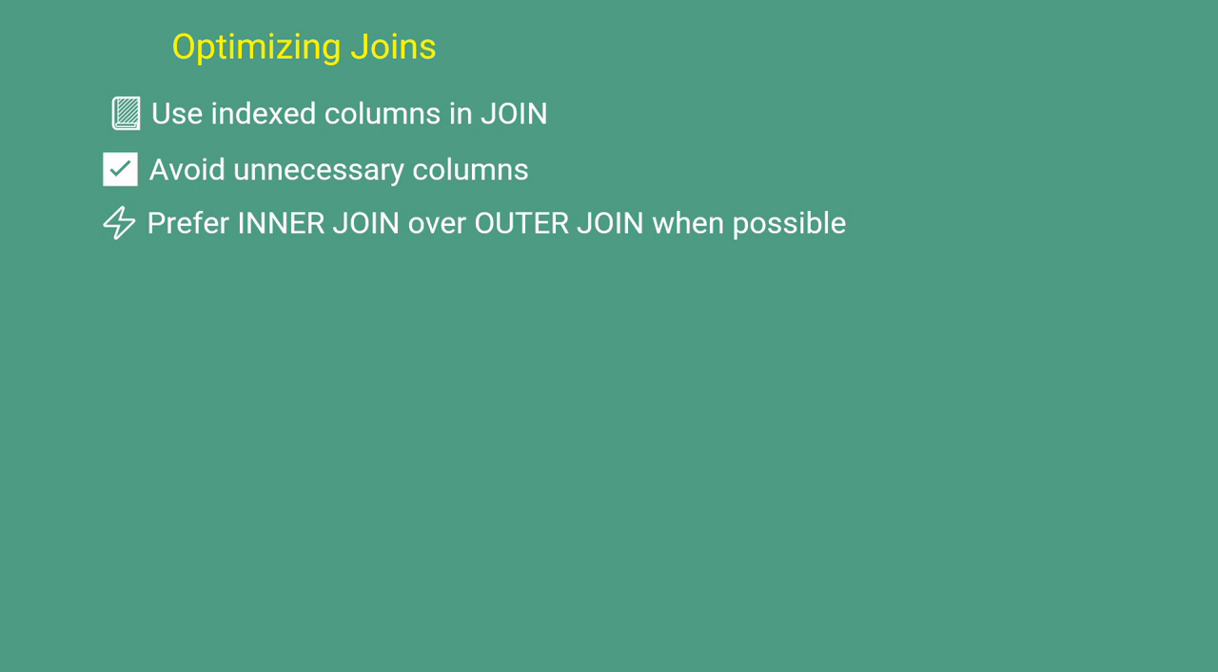To optimize joins, use indexed columns and avoid pulling unnecessary data. Inner joins are generally faster than outer joins when you don't need unmatched rows.